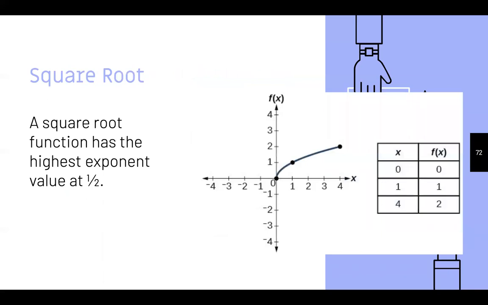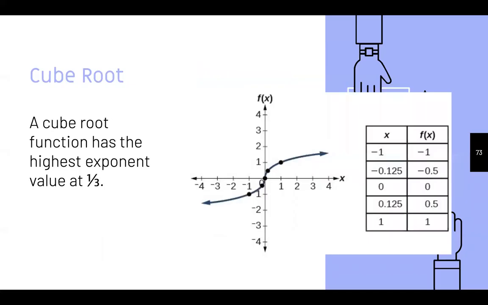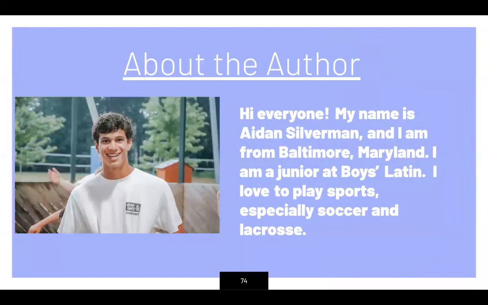A square root function has the highest exponent at 1/2 and has a curve shape, and you can see that decreasing rate at which it rises, and that flat line eventually. And a cube root function has the highest exponent value of 1/3, and this can be negative. So we can see those two different directions while the square root was only positive. And those are all the graphs.